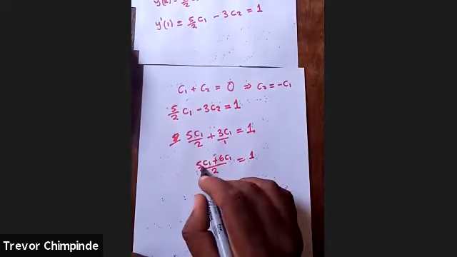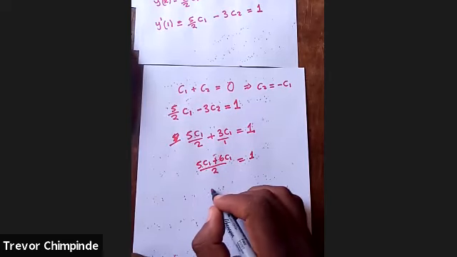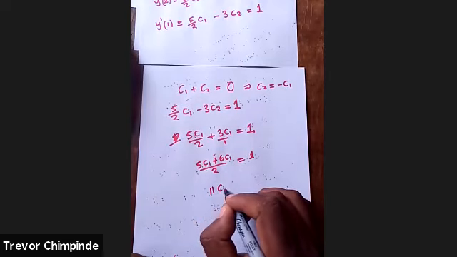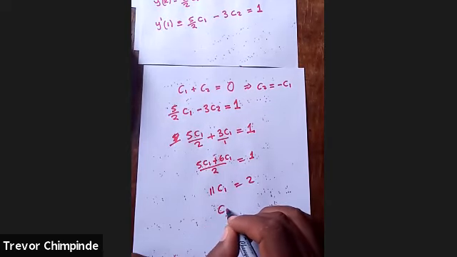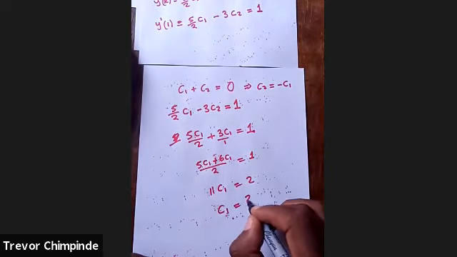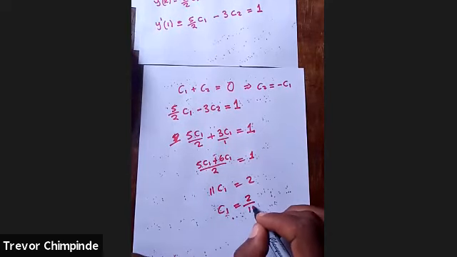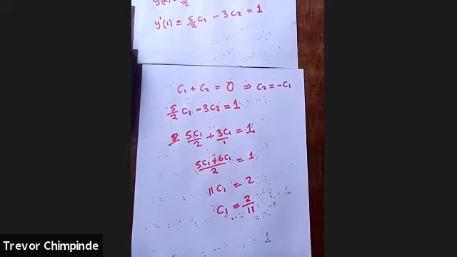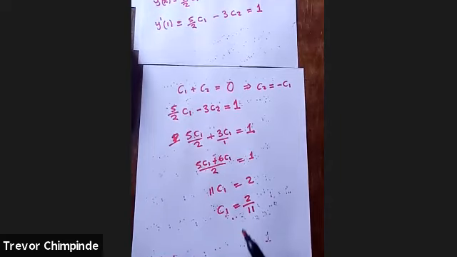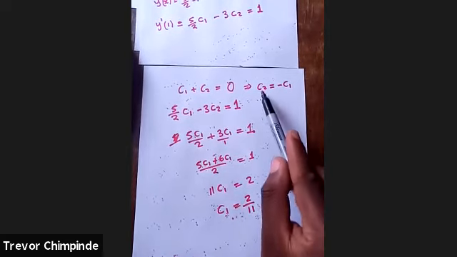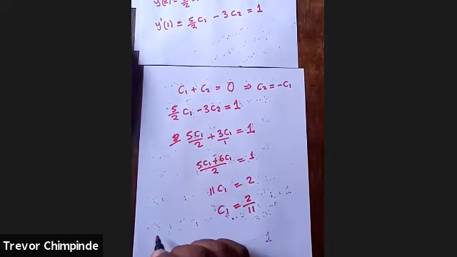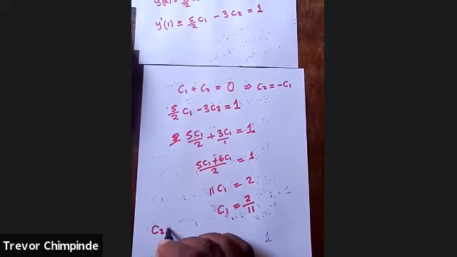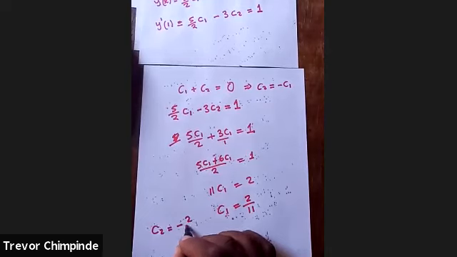And we get 5 C1 plus 6 C1 is 11 C1 is equal to 2. So our C1 is actually 2 over 11. So we found our C1. C2 is the negative of C1. This means that C2 is negative 2 over 11.